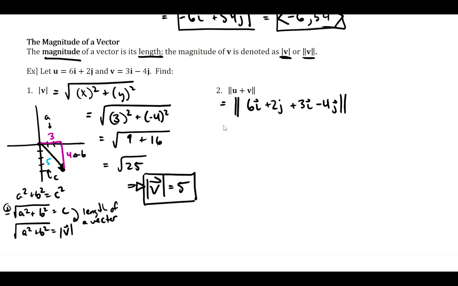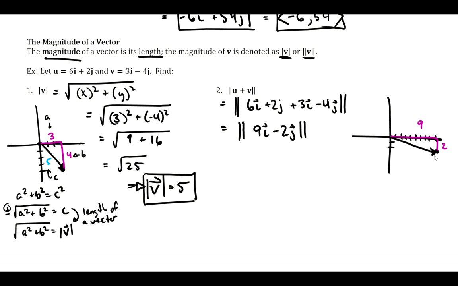And then let's simplify it. So still double absolute value. 6i plus 3i would be 9i. 2j minus 4j would be minus 2j. So that's what that looks like inside there. Still, we can always make a sketch. So 9 to the right, 1, 2, 3, 4, 5, 6, 7, 8, 9, and then down 2 is the length, and that can help remind us that we are just doing Pythagorean's theorem. There's a length of 9, there's a length of 2.